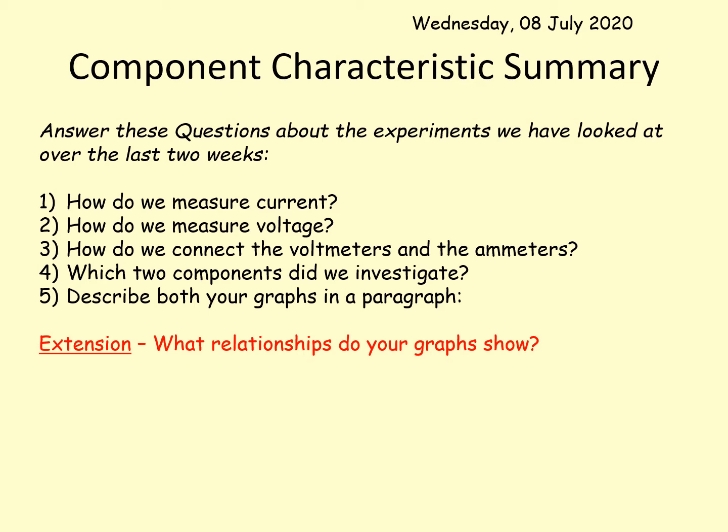Once you've got the table in front of you, either printed out or written down, I'd like you to start off by answering these questions based on the 2 experiments that we've looked at in previous weeks. Number 1, how do we measure current? Number 2, how do we measure voltage? How do we connect voltmeters and ammeters? Which 2 components did I show you an investigation of? And please describe both of your graphs in a paragraph. There is an extension question if you get on to that.